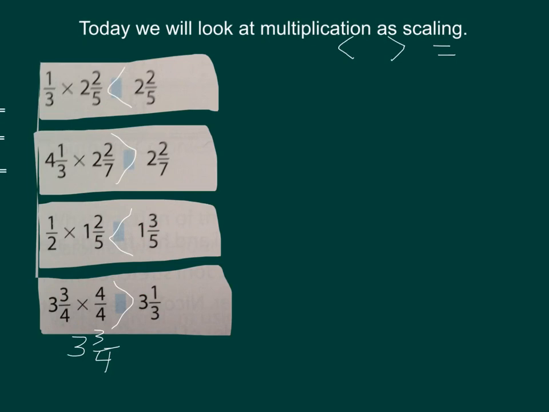Now it's your turn to try some. So without multiplying, decide which symbol belongs in the box, less than, greater than, or equal to. Good luck.